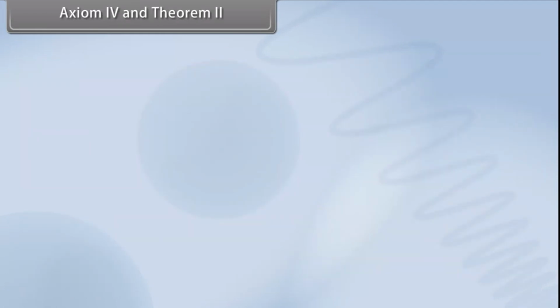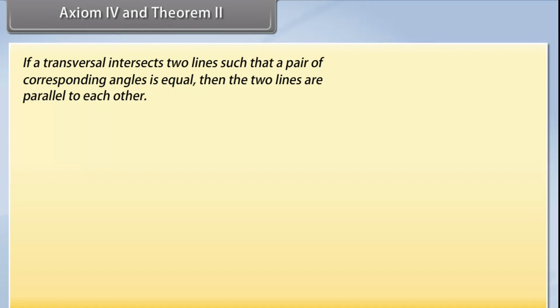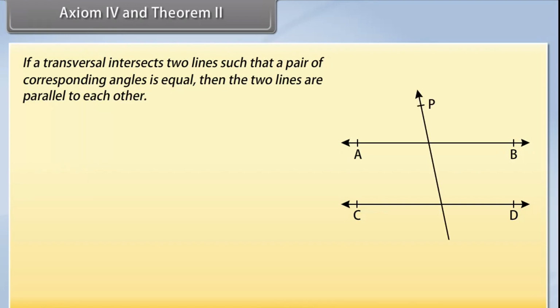Axiom IV and Theorem II. The axiom we got in the previous screen is: if a transversal intersects two lines such that a pair of corresponding angles is equal, then the two lines are parallel to each other. Now we will use the corresponding angles axiom to find out the relation between the alternate interior angles when a transversal intersects two parallel lines. Here transversal PS intersects parallel lines AB and CD at points Q and R respectively.